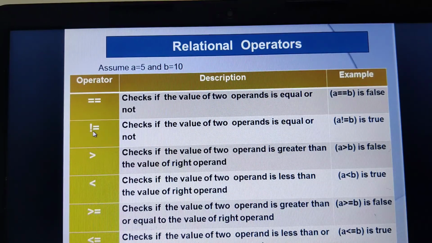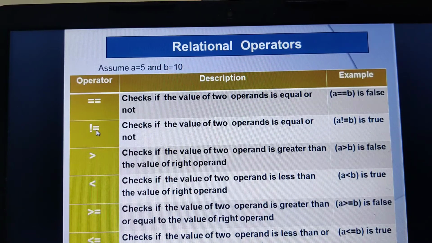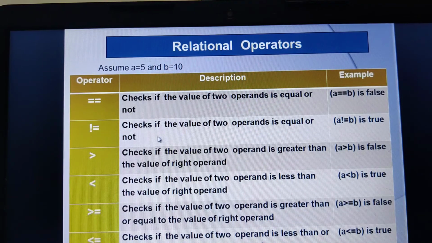Then the next one is not equals to. This is an exclamatory mark, as an exam for your understanding I'm telling, but actually it is a not symbol followed by the equals to operator. Therefore I can call it not equals to. Look here, it checks whether the values of two operands are equal or not. It is checking for not equality. Please make it very clear. This is checking for equality and this is checking for not equality.